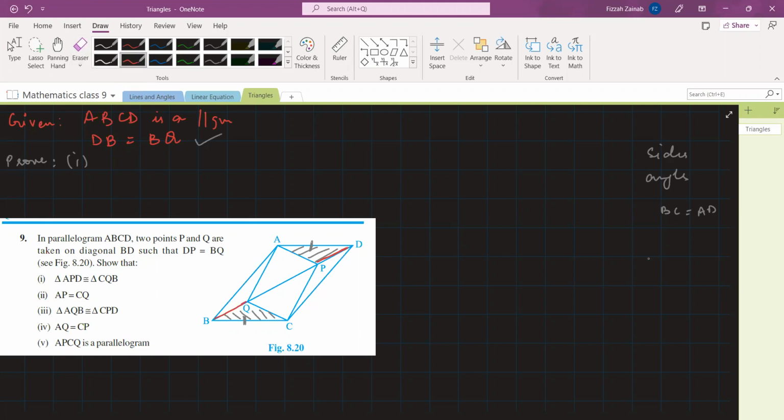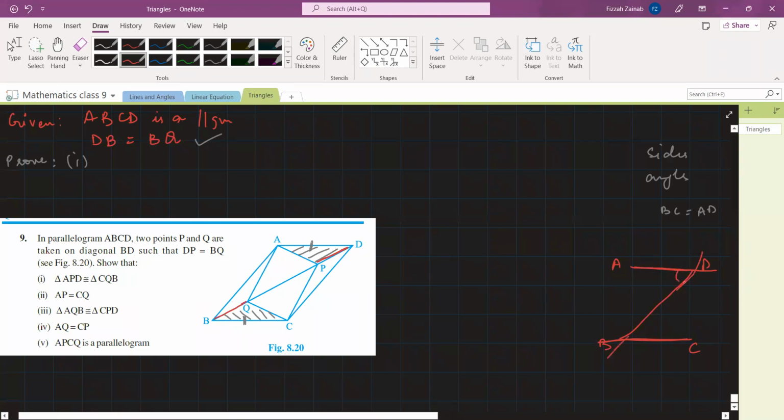Again, ABCD is a parallelogram. So see like this. If you have this A, D, and then B and C, and this is the diagonal. It's a parallelogram, so these two sides are parallel to each other and it's a transversal. That means this angle will be equal to this angle. What kind of angles they are? Alternate interior angles, right? So in the figure, let me call this angle 1 and this angle 2.